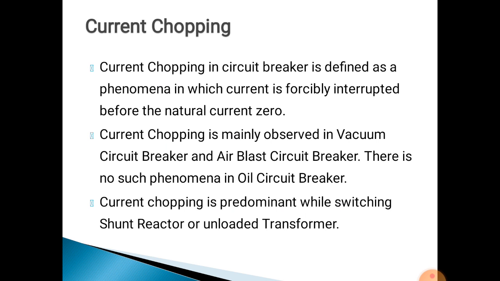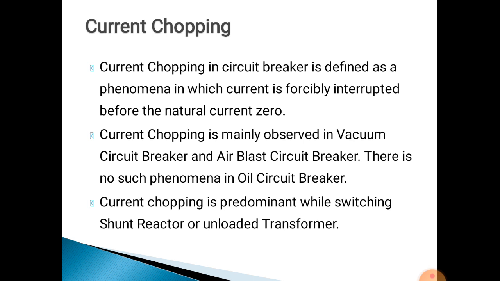First we will discuss what is meant by current chopping. Current chopping is only applicable for air blast circuit breaker and vacuum circuit breaker, and it is not applicable for oil circuit breaker. Current chopping is when breaking low currents, that means unloaded transformer or reactor magnetizing current, the powerful deionizing effect of air blast circuit breaker or vacuum circuit breaker causes the current to drop abruptly to zero well before the natural current zero is reached.